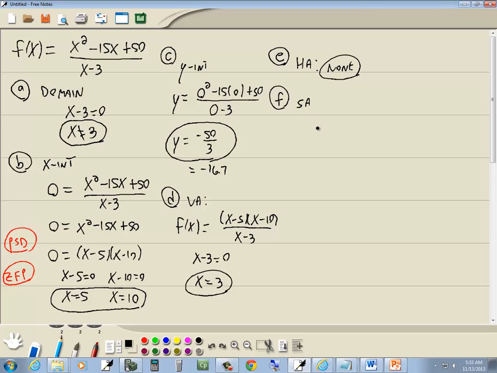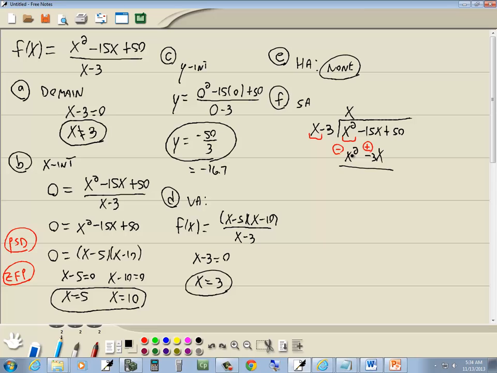Now how we find a slant asymptote is we use long division. So I'm going to divide x squared minus 15x plus 50 by x minus 3. Now to decide what goes up on top, we look at the first term of each. So I look at the x and I look at the x squared. And you ask yourself, what times x gives you x squared? And that'd be x. Now whatever we put up on top, we multiply by what's out in front. X times x is x squared. X times negative 3 is negative 3x. Now we're going to subtract that line, which means flip signs. So this becomes negative, this becomes positive.